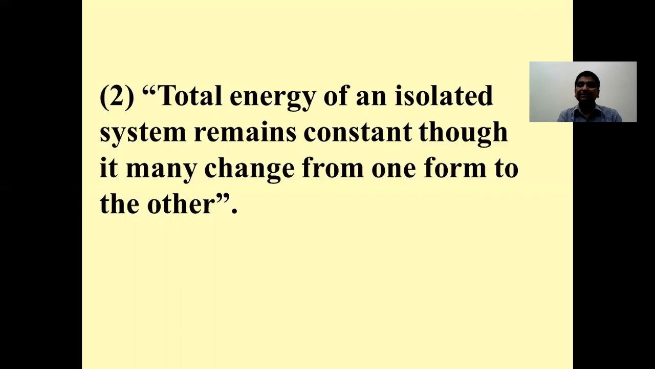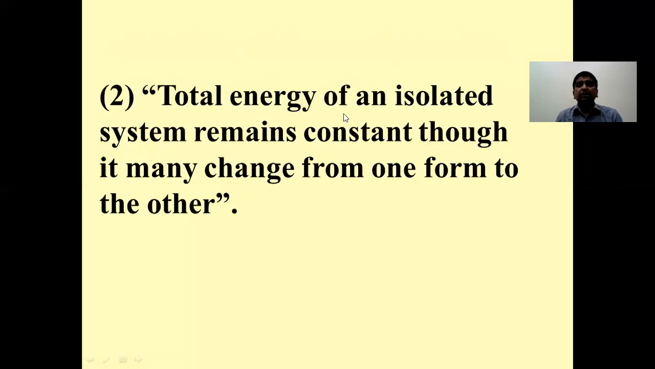Now the second statement which can be stated for the first law of thermodynamics is that total energy of an isolated system remains constant, though it may change from one form to the other. It means there is possibility of change of one form of energy into another, or another form of energy can be converted into the first form. But at the same time, the total energy of that particular isolated system remains constant. So this is one of the statements of the first law of thermodynamics.